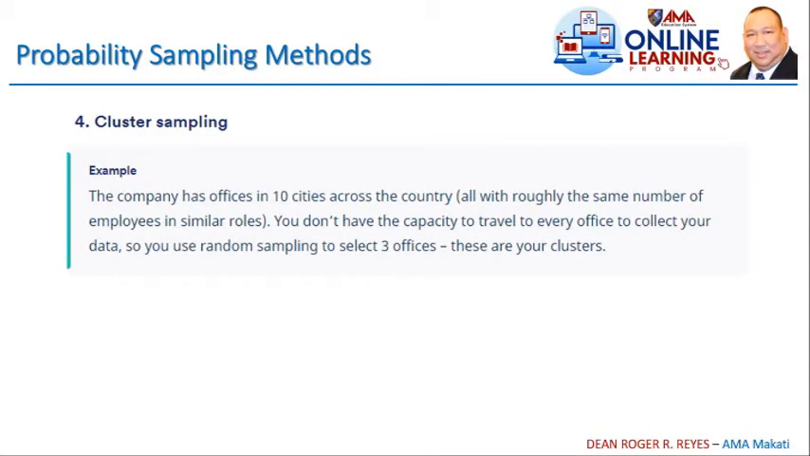magsusurvey kayo dito sa ating city. O, ilang barangays ba ang composition ng city? O, siguro mga 20 barangays. I-cluster natin siya. Pili tayo ng, let's say, doon sa top 3 na highly populated. O, yun ang tatlong cluster natin. O kaya, isang top, middle, or bottom. Yeah. So yun ang cluster sampling.